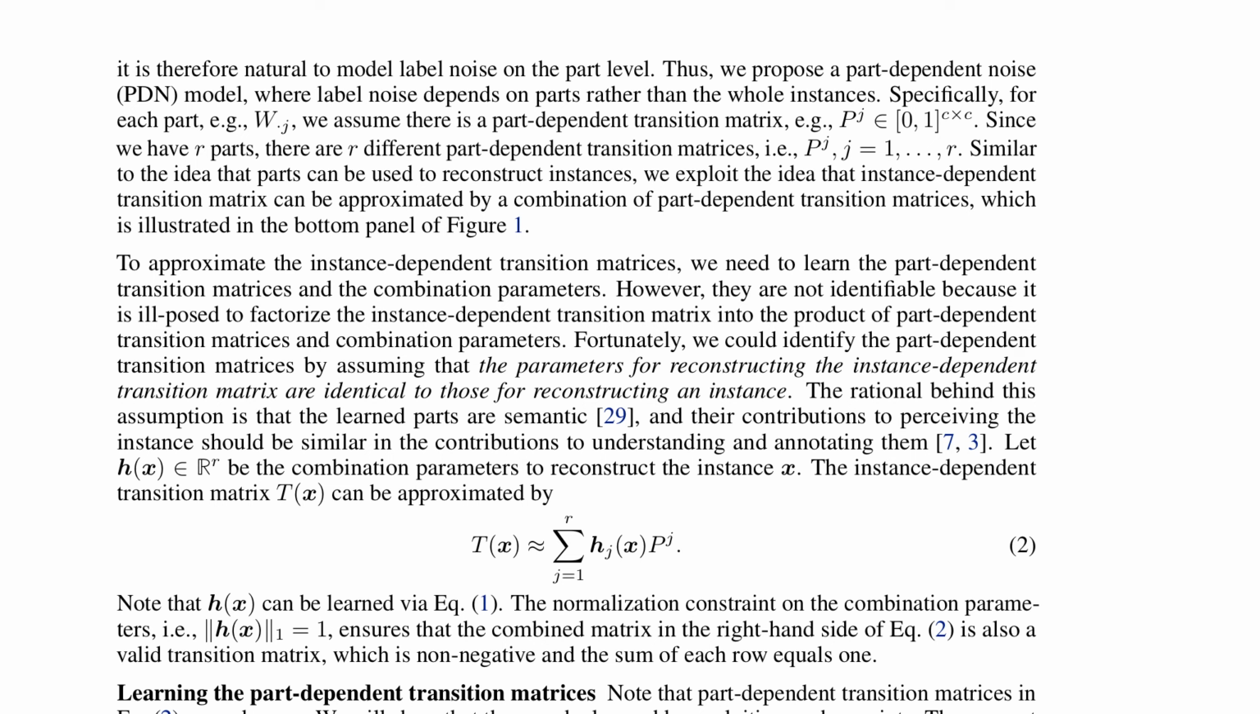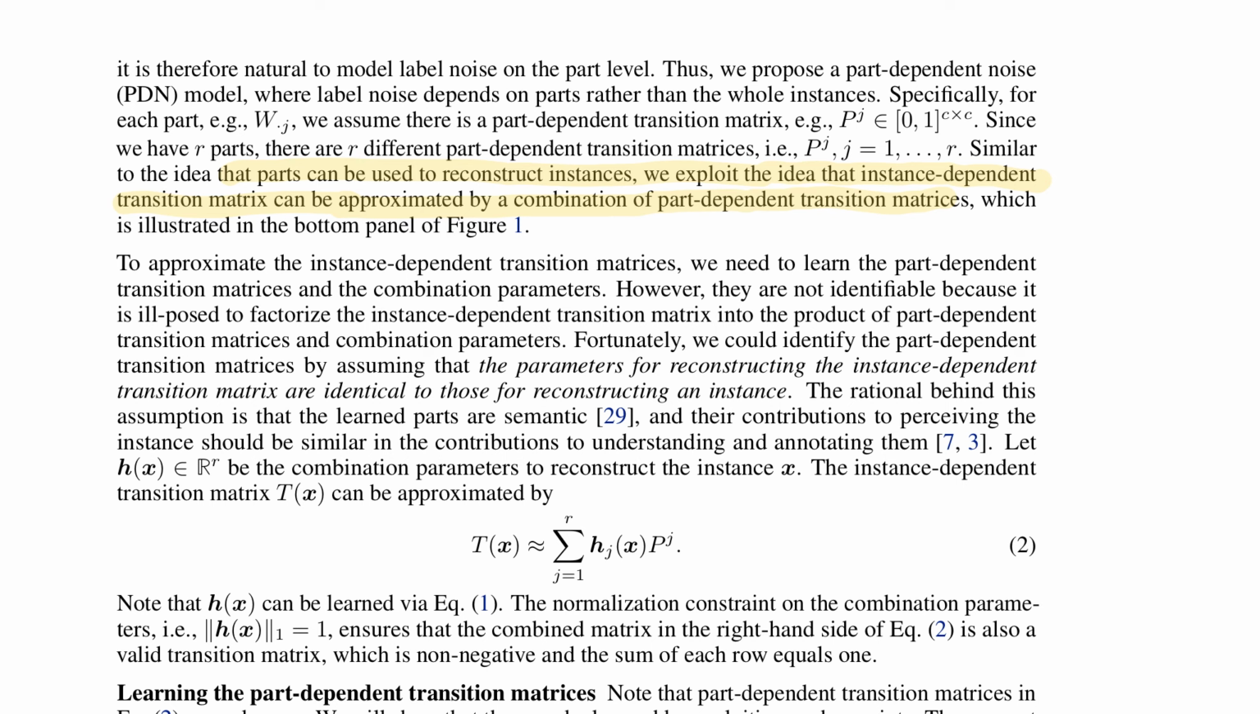The idea now is this. They assume that there is a part-dependent transition matrix. For example, for each one of the parts, you are going to have a matrix with values between 0 and 1 of dimension C by C, where C is the number of classes. Given that you have R parts, you would have R different part-dependent transition matrices, or P_j, for j from 1 to R. And the idea is that parts can be used to reconstruct instances, and they exploit the idea that the instance-dependent transition matrix can be approximated by a combination of part-dependent transition matrices.